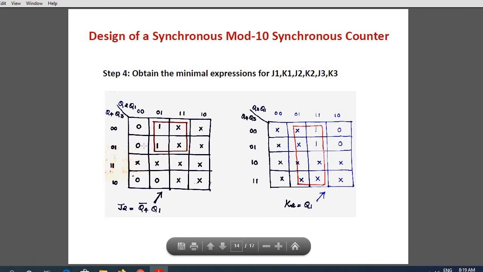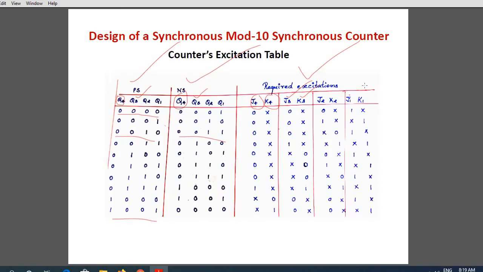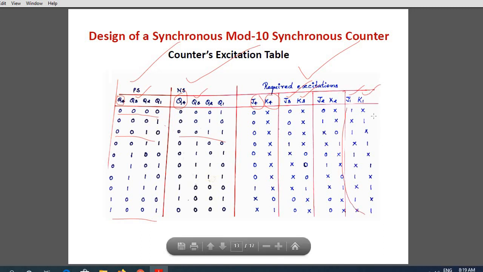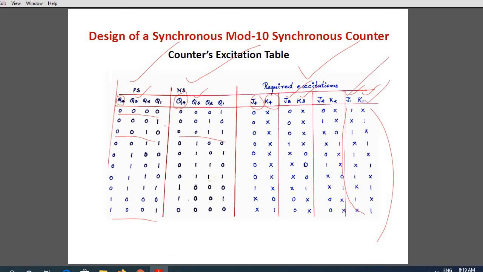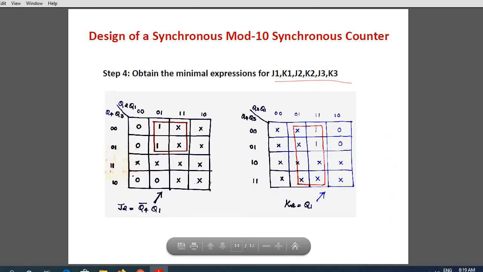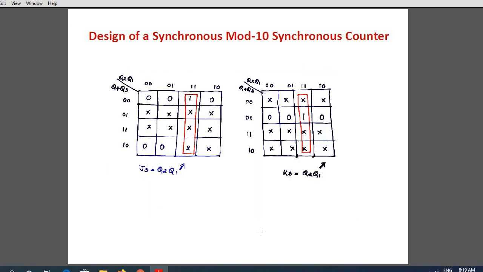Now, you obtain the minimal expressions for J1, K1, J2, K2, J3, K3. Here you don't need to find for J1, K1 because see here, in J1, K1, nothing is 0. Look here, nothing is 0. So, you can directly write J1 is 1 and K1 is 1. So, for all others, you have to find the K-maps. I have found the K-maps for J2, it is Q4 complement into Q1. For K2, it is Q1. For J3, it is like this, and K3, it is like this.